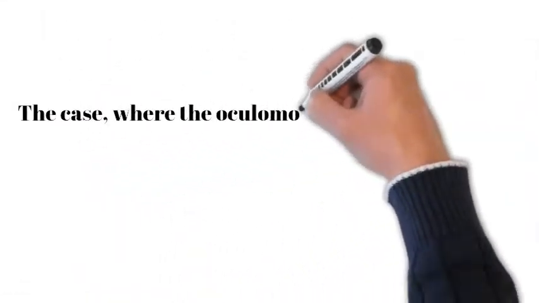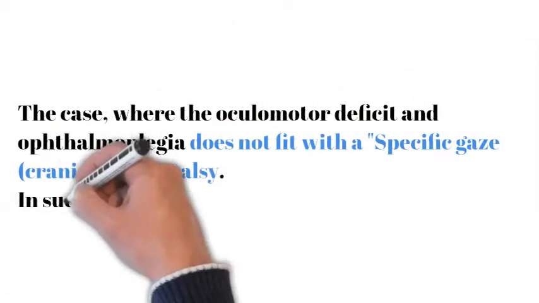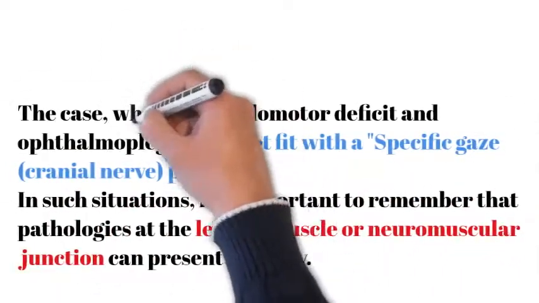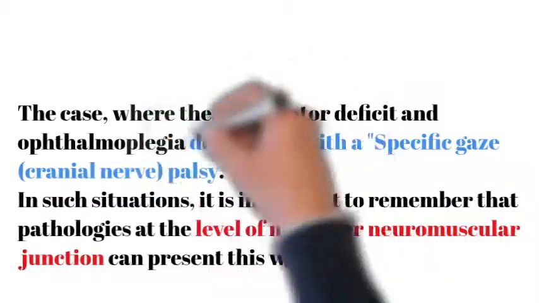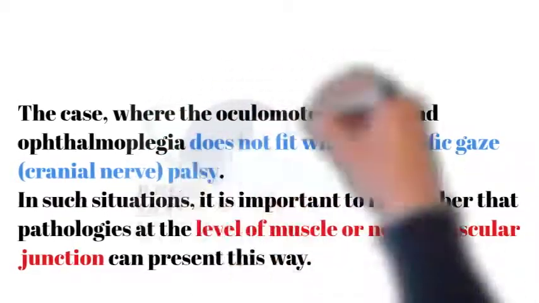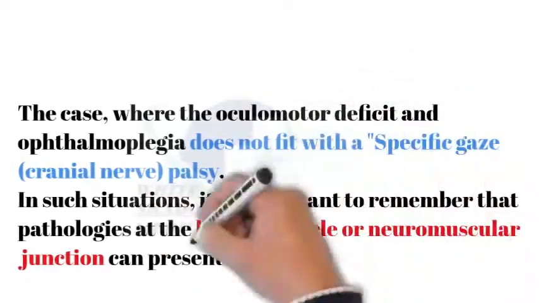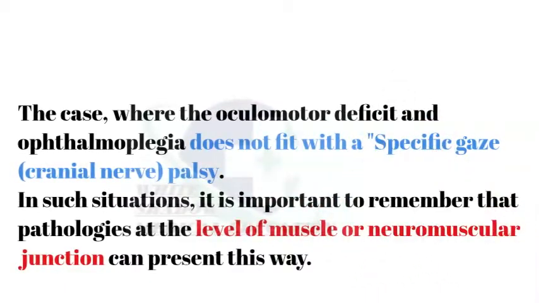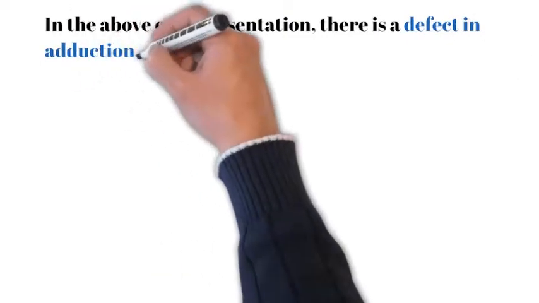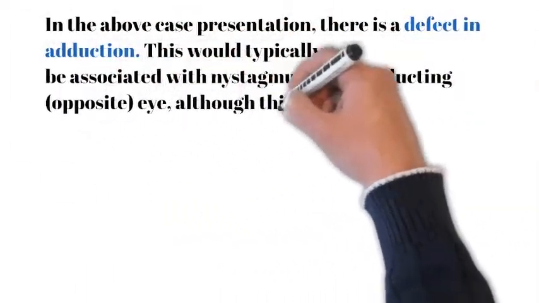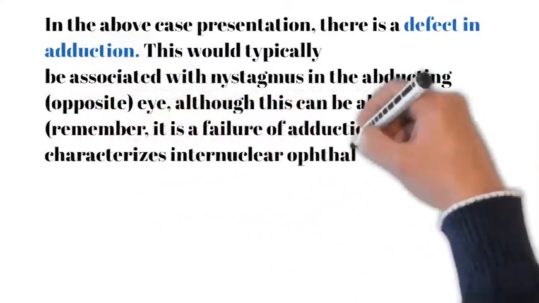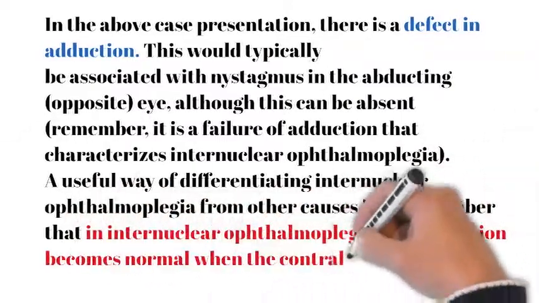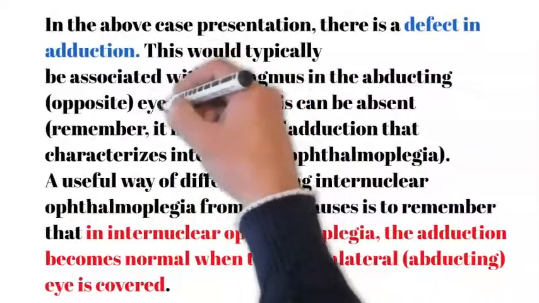Clinical notes. This is a case where the oculomotor deficit and ophthalmoplegia does not fit with a specific gaze or cranial nerve palsy. In such situations, it is important to remember that pathologies at the level of muscle or neuromuscular junction can present this way. In the above case presentation, there is a defect in adduction, and this raises the possibility of internuclear ophthalmoplegia. This would typically be associated with nystagmus in the abducting, opposite eye.